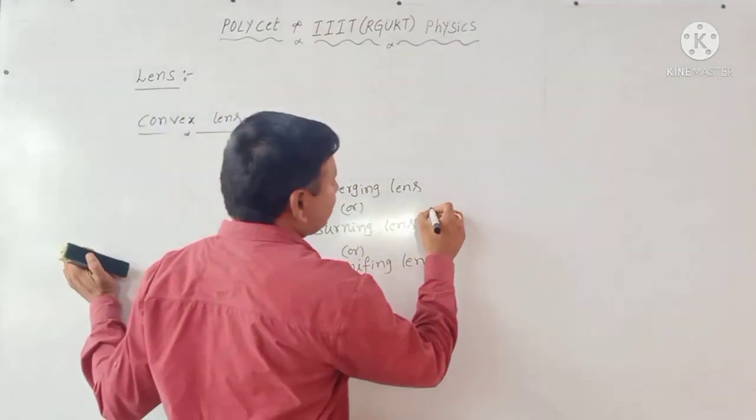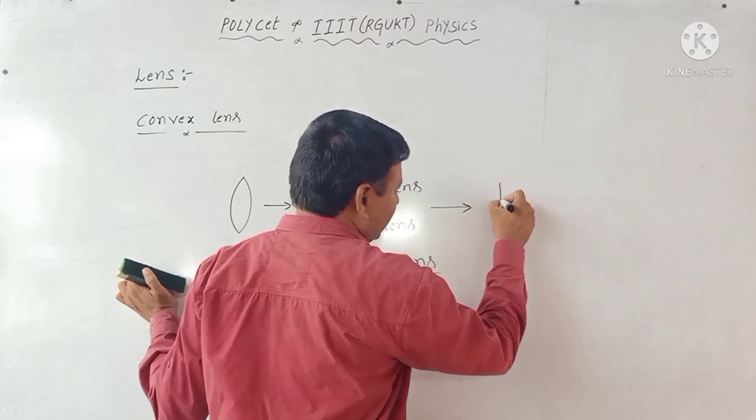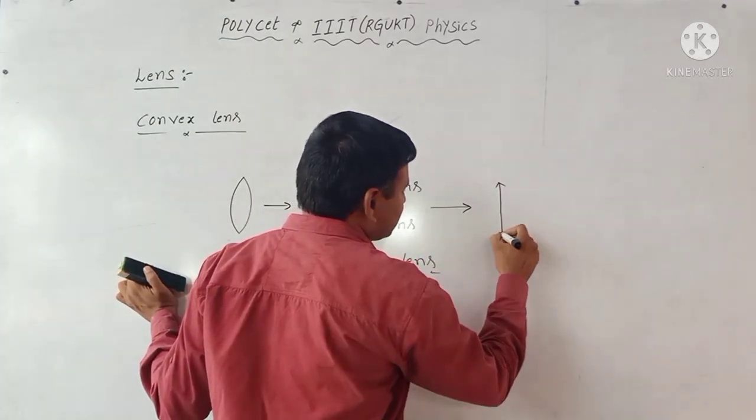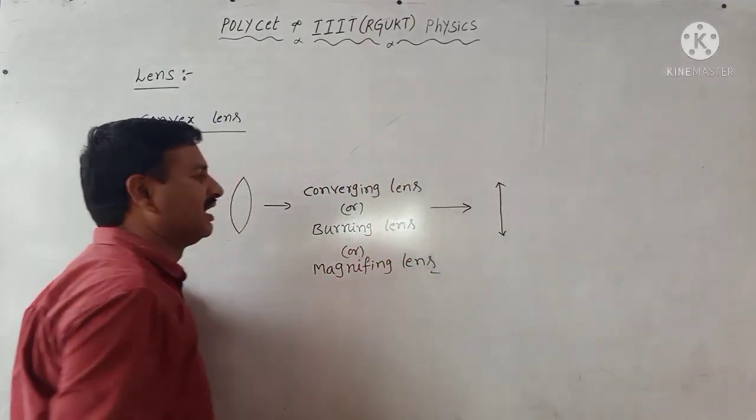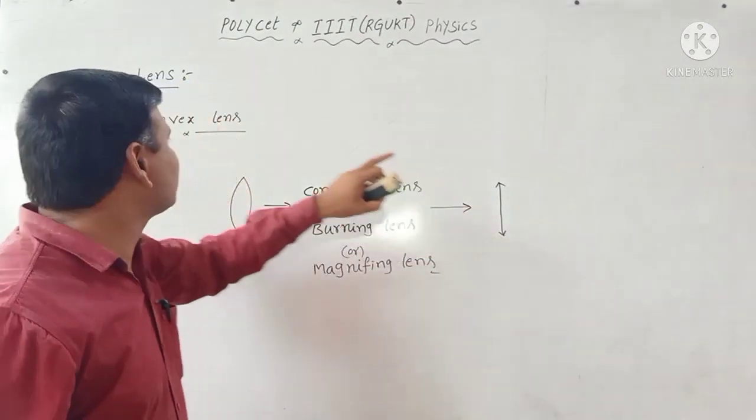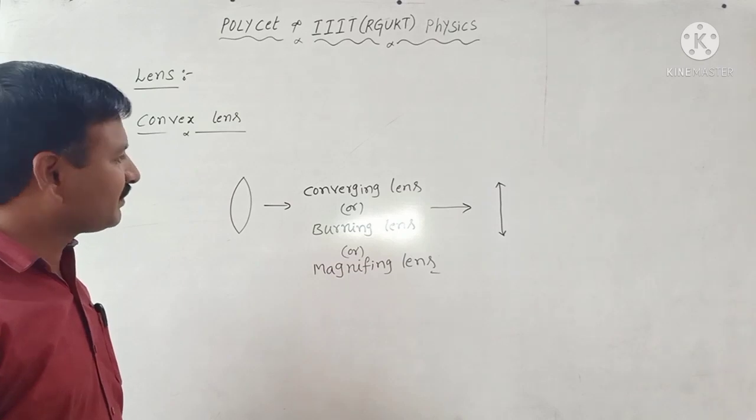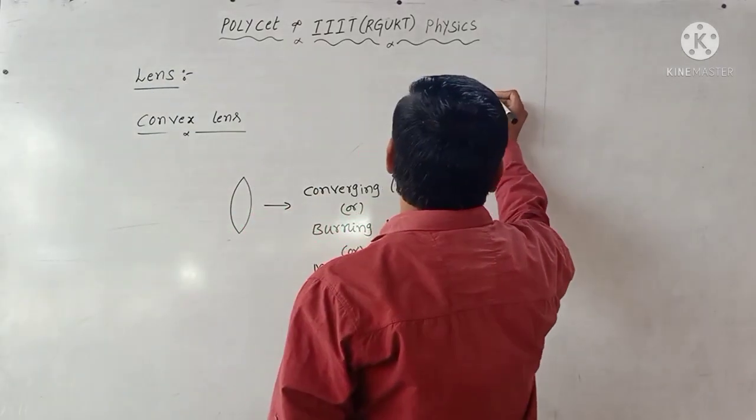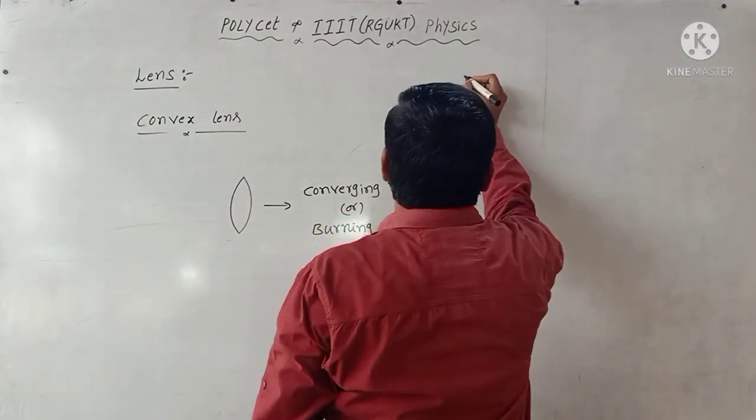After that, convex lenses are always shown in ray diagrams. It is denoted by this symbol. It is the convex lens symbol. Okay, so it is the convex lens. After that, we discuss the second one, the concave lens.